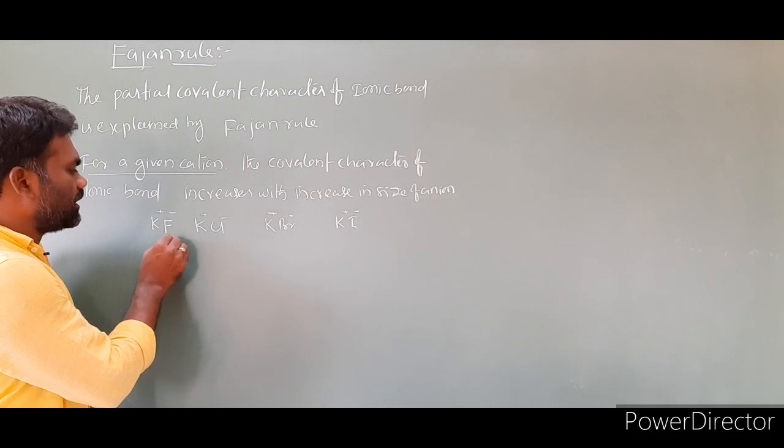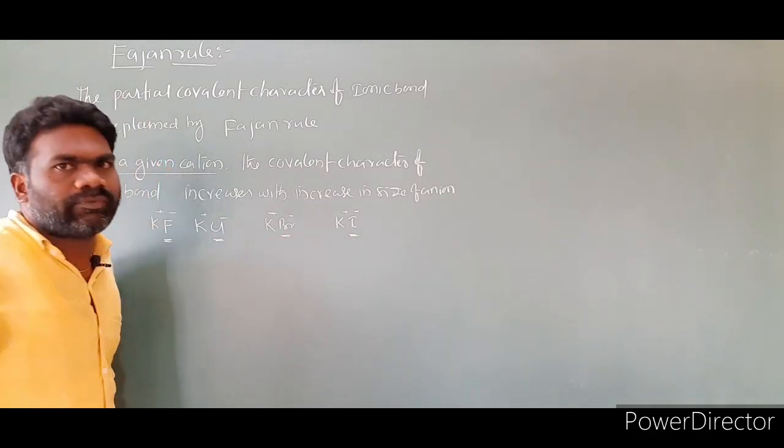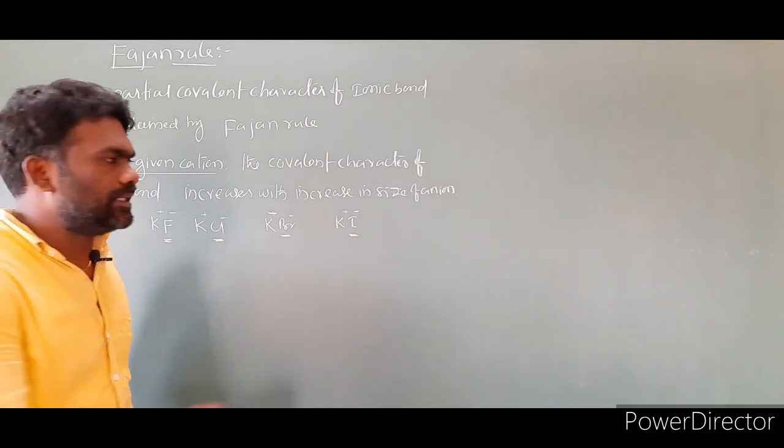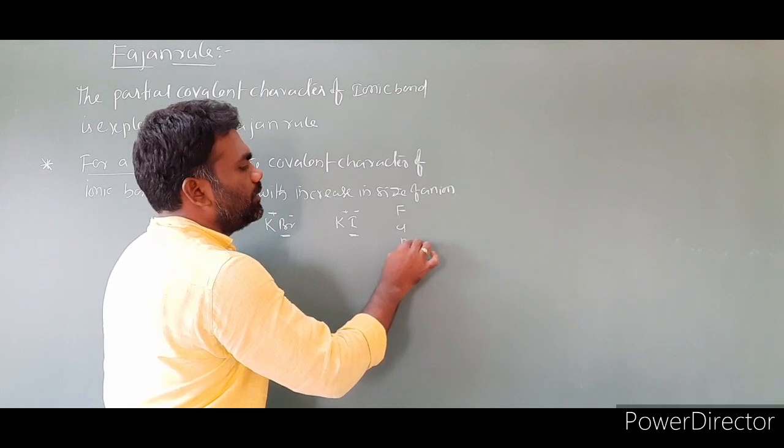Then we have to compare fluorine size, chlorine size, bromine size and iodine size. So we have to compare the sizes of these ions. First we can take fluorine, chlorine, bromine, iodine.